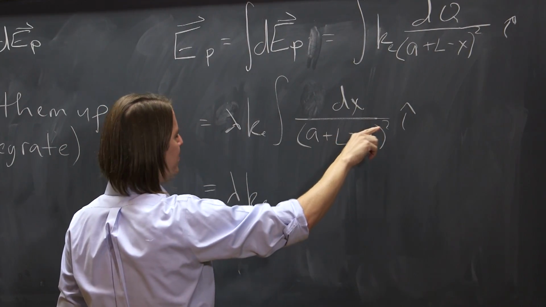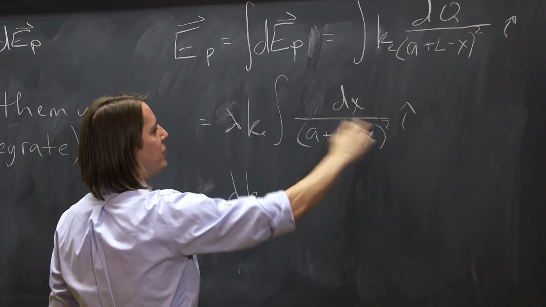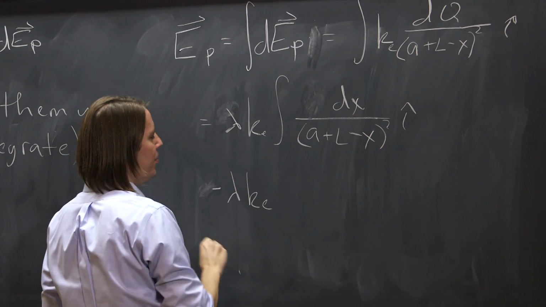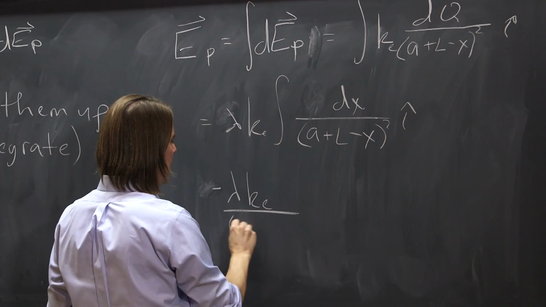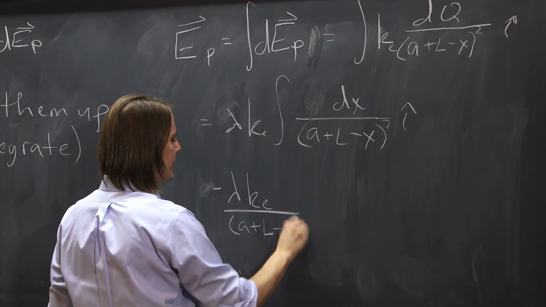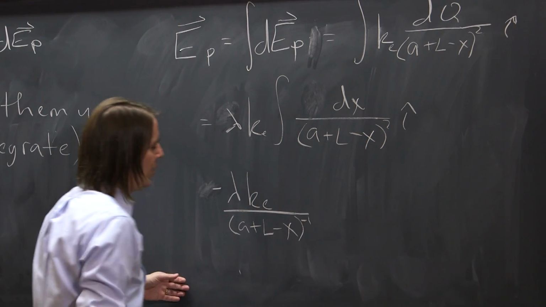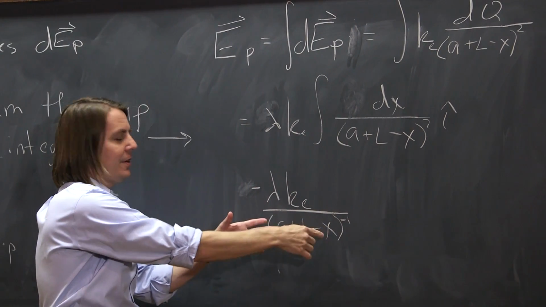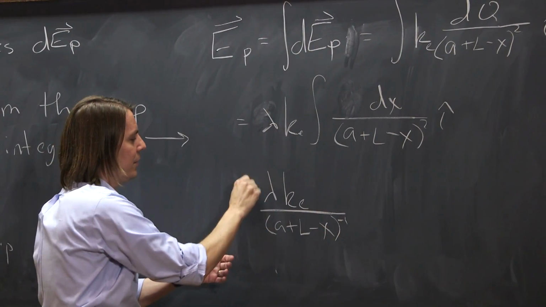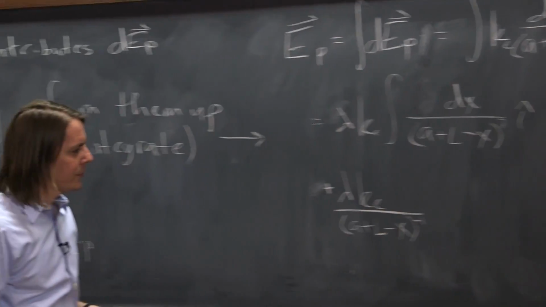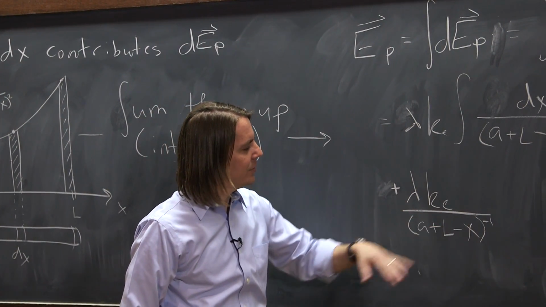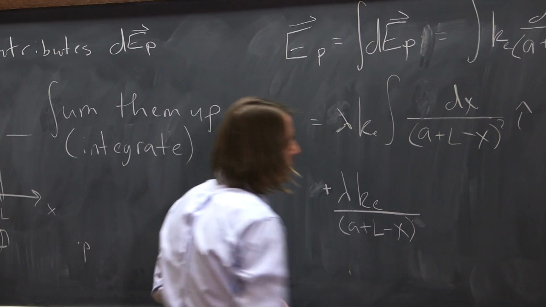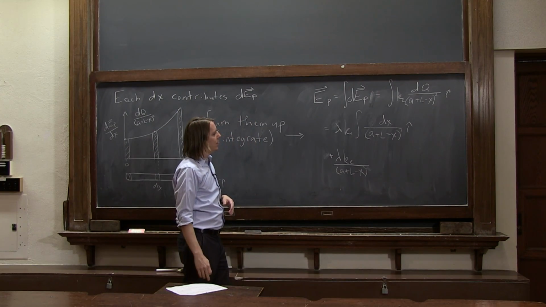The integral of this would be, let's see, the minus 2 would become minus 1, so that would bring a minus 1 out there. And then it would be over a plus L minus x to the minus 1. But then you also have to divide by the derivative of this thing with respect to x, which is minus 1. So you end up with a positive like that. Okay? So the integral is lambda k_e over a plus L minus x. Well, it's in the bottom, I don't have to write minus 1. There it is.